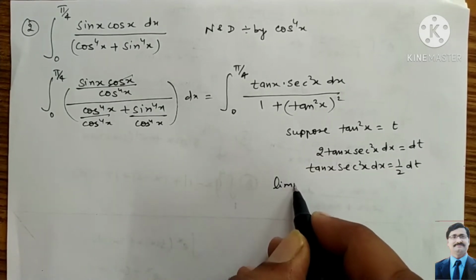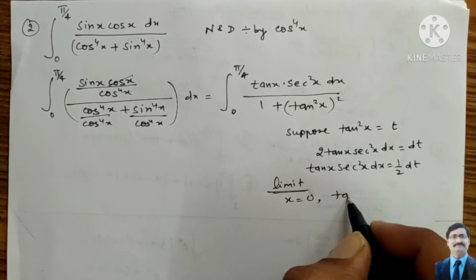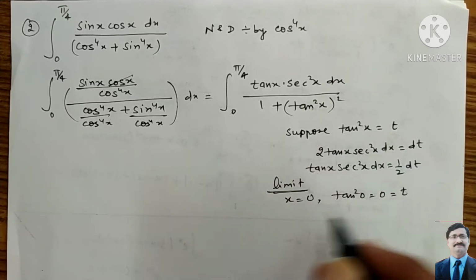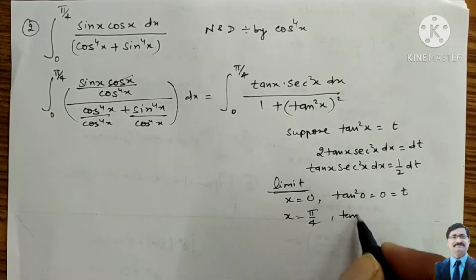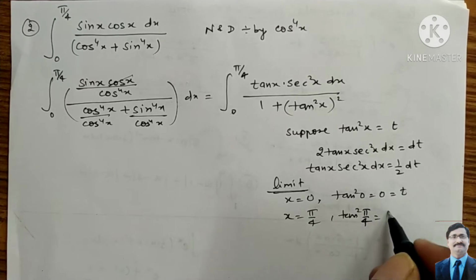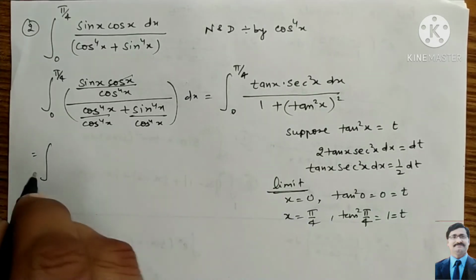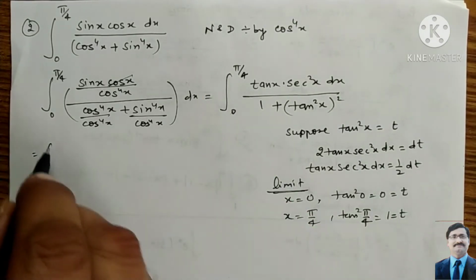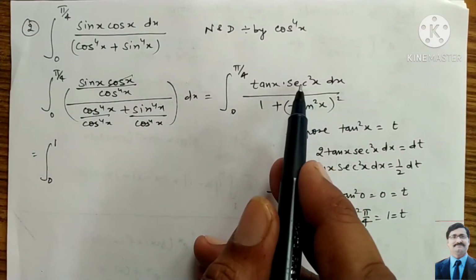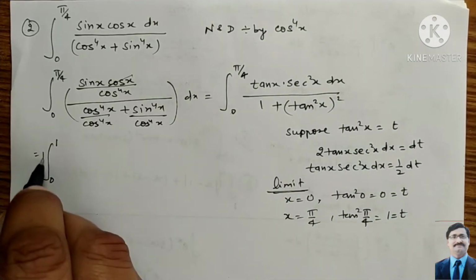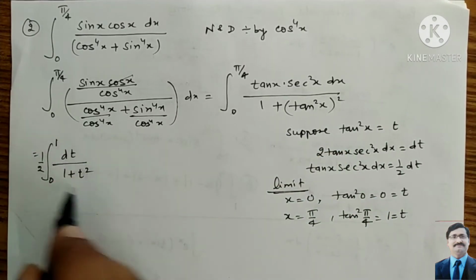Now we have to change the limits. When x equals 0, tan² 0 is 0, so t is 0. Now when x equals π/4, tan² π/4 is equal to 1, so t equals 1. Now the limits 0 stays 0, and π/4 becomes 1, so the question is the integral from 0 to 1 of 1 upon 2 dt, over 1 plus t², and it is a very simple formula.